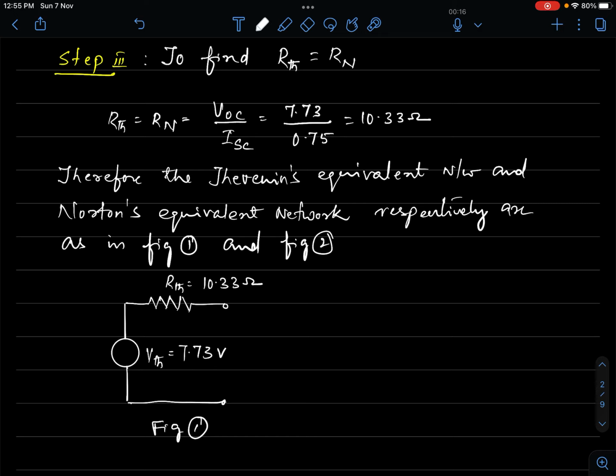And the second figure I will draw is the Norton's network. So I'll draw a circle. I'll put an arrowhead within it. Now I'll put the resistance. Where do I have to put the resistance? The resistance has to be across, right? It's a current source after all.